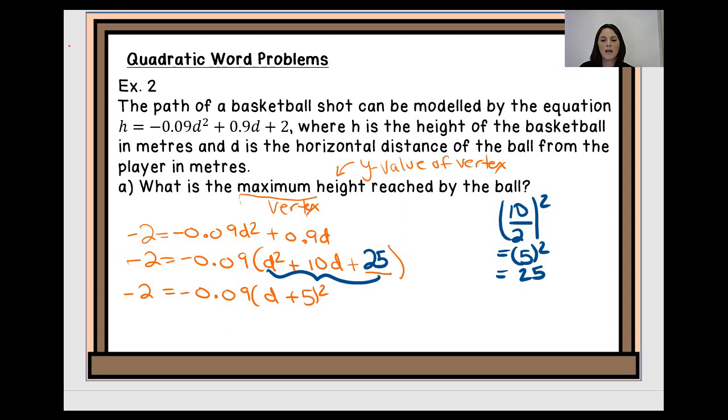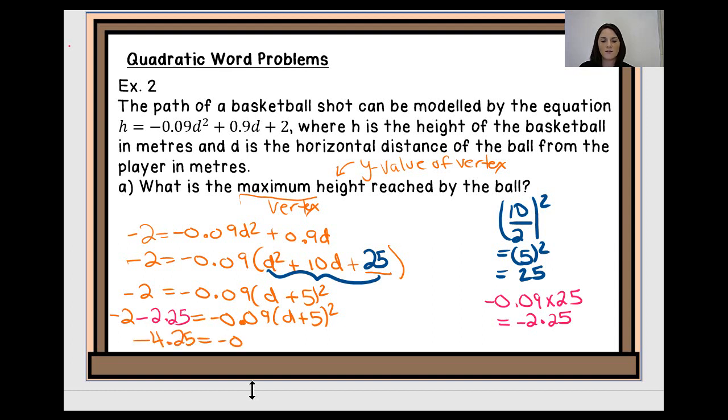Next we need to multiply 25 by the negative 0.09, the a value, and we're going to add that to the left side where the negative 2 is. Okay, now that we've added the negative 2.25 to the left, we can simplify on the left and get negative 4.25 is equal to negative 0.09 times d plus 5 squared. And the last step is we need to add 4.25 to both sides.